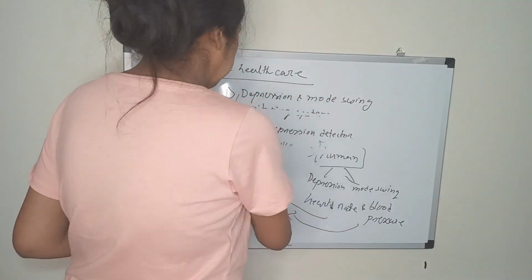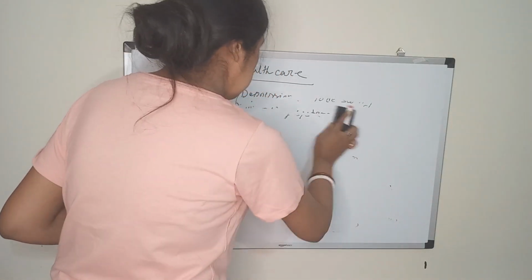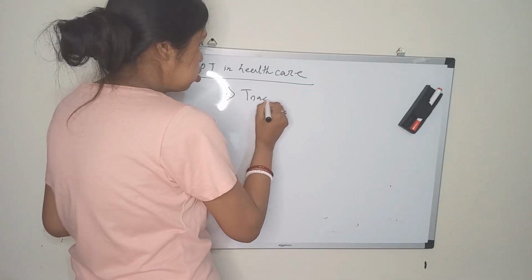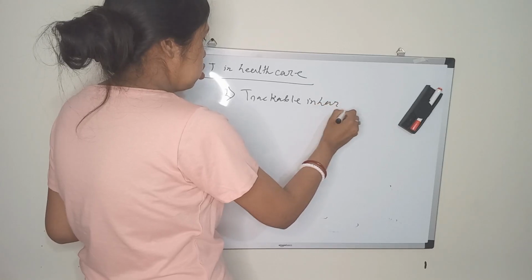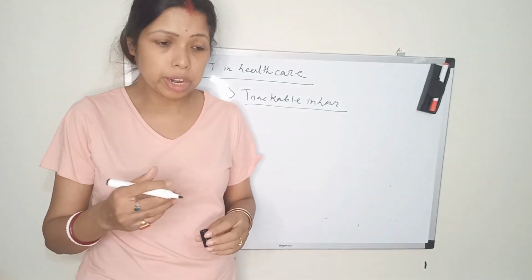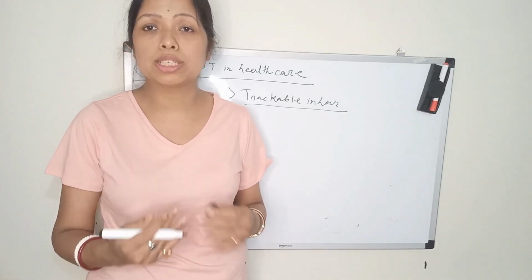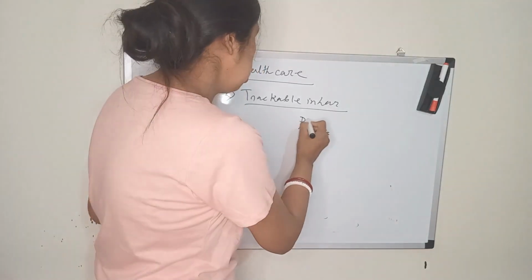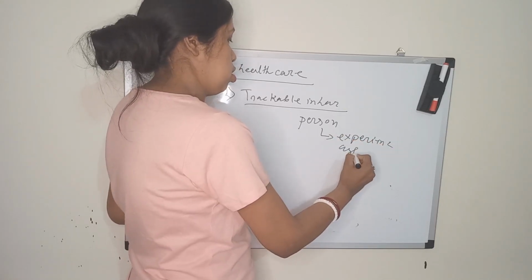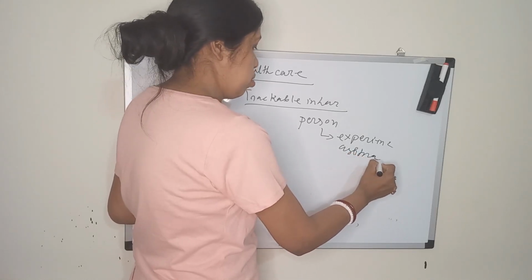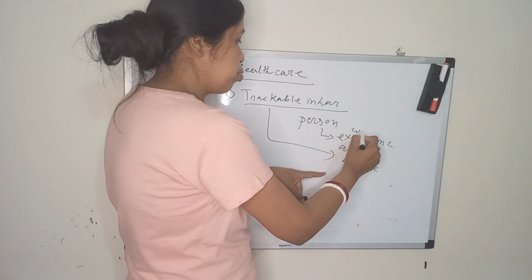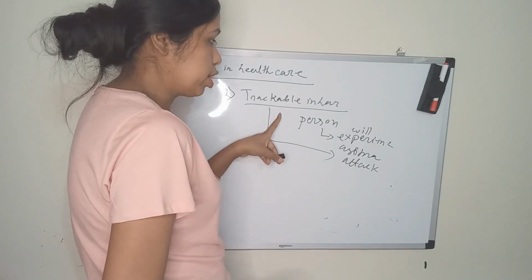Okay, next we come to the trackable inhaler. Second is the trackable inhaler. Suppose a person experiences an asthma attack. That can be detected by the trackable inhaler. So when the person experiences the asthma attack, that can be detected by the trackable inhaler.